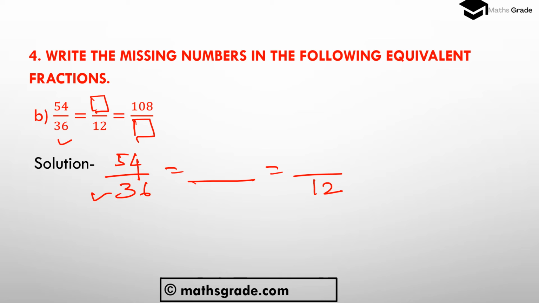Which number do we have to divide or multiply with the denominator 36 to get 12? If we divide 36 by 3, we will get 12. So we have to divide the numerator 54 by the same number 3. Now 54 divided by 3 is 18. Now 18 divided by 12 is the equivalent fraction of 54 divided by 36. So the missing numerator is 18.